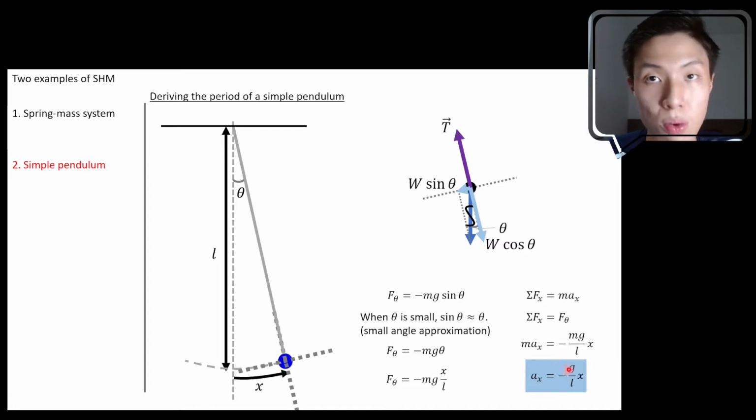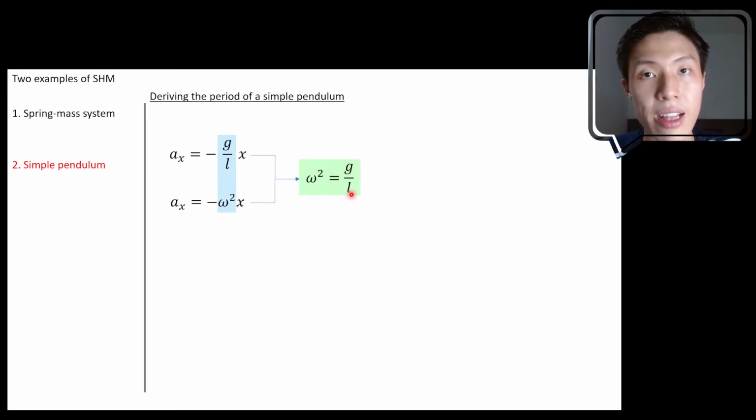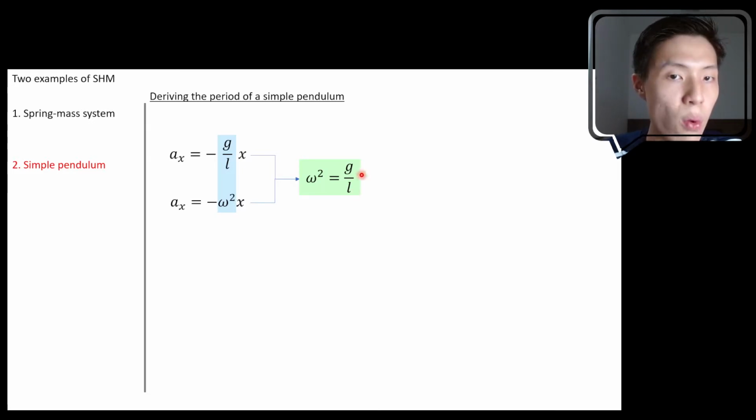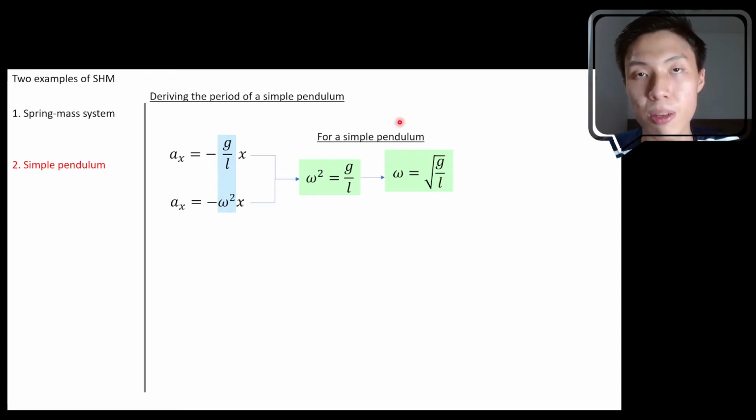This is the equation we use to replace a equals negative k divided by m times x. We use it to replace what we had earlier, and after a comparison, we know that omega squared equals gravitational acceleration divided by the length of the pendulum string. Once you square root it, the angular frequency omega is just the square root of gravitational acceleration divided by the length of the pendulum. So this is the equation specific for a simple pendulum.